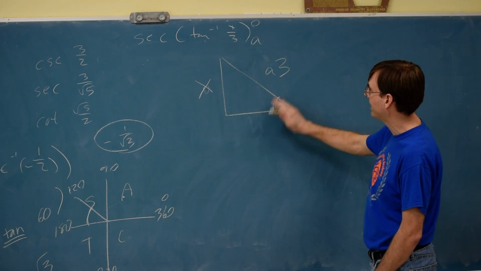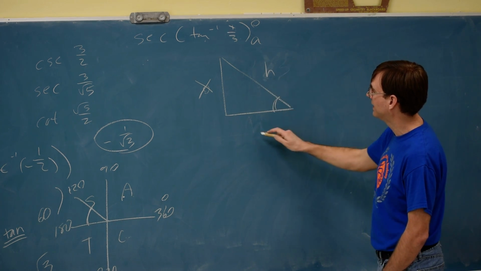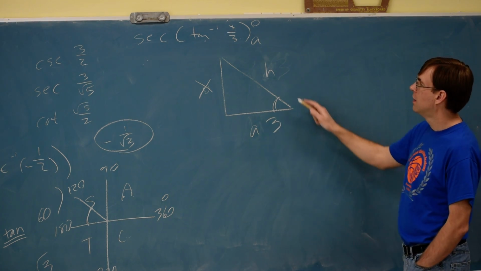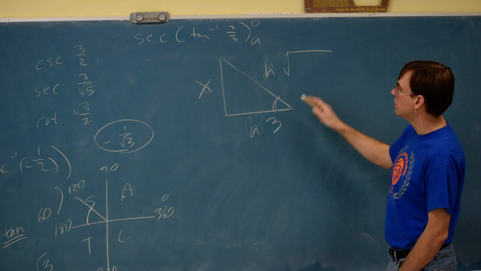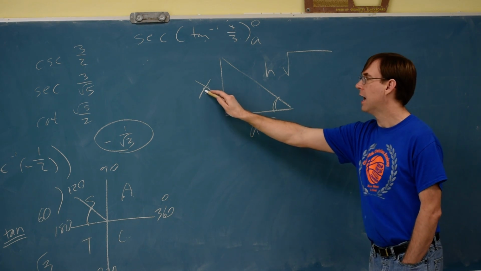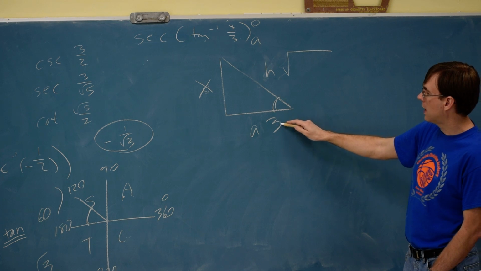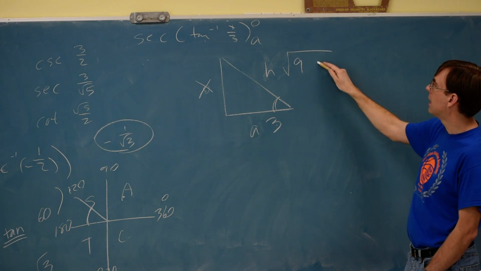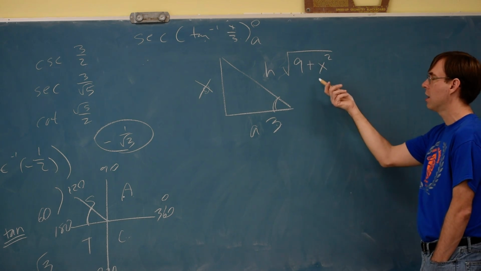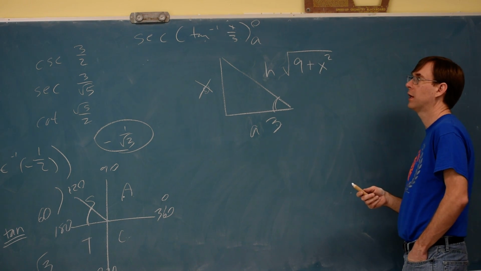Well, I did that backward. Nah, that's the H. That's the A. The 3 goes in the A position. The hypotenuse, you'd have to square these, add these, and then do a root. 3 squared is 9. x squared is x squared. Adding them, they're not like terms, so we're just stuck with that for a picture.